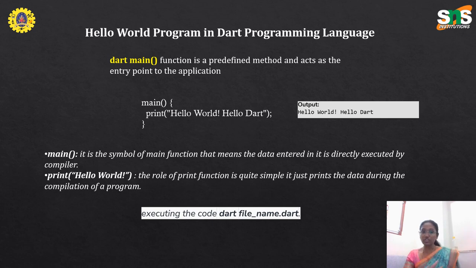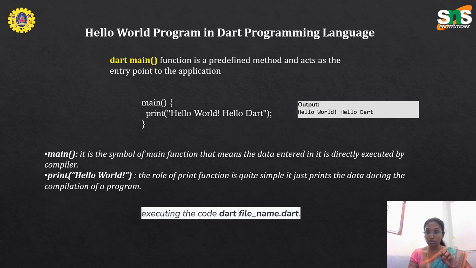The main function means the entry point, directly executed by the compiler. That's why I'm entering the main. Print means whatever text I give inside the main function will be displayed on your screen. Those are the two things we write in my hello world program.